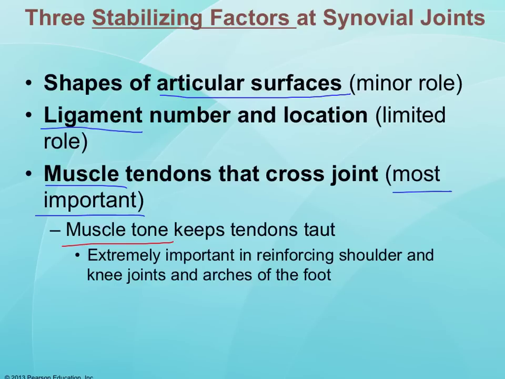And muscles bind our bones via tendons. So the muscle tendons that cross a joint are a very important factor to stabilize our synovial joints. The better your muscle is toned, the stronger and healthier your joint will be.